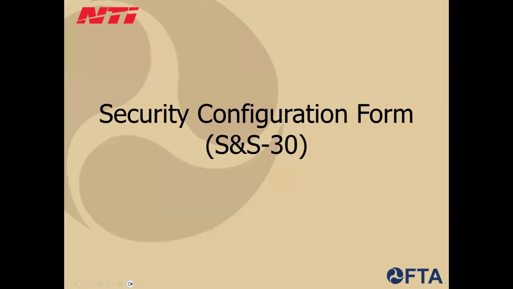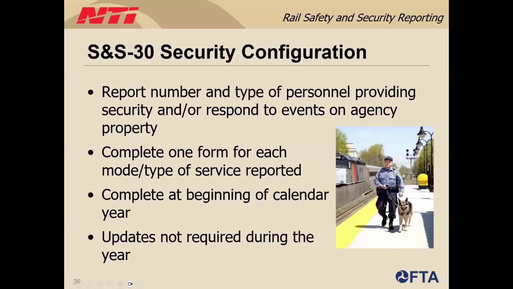So let's go on to looking at our SNS 30s, our security configuration forms. The security configuration form collects the number and type of security personnel employed or contracted by your agency. The form is completed once at the beginning of the calendar year and is due by the end of February to coincide with when your January data is due. You are not required to update this form during the year.